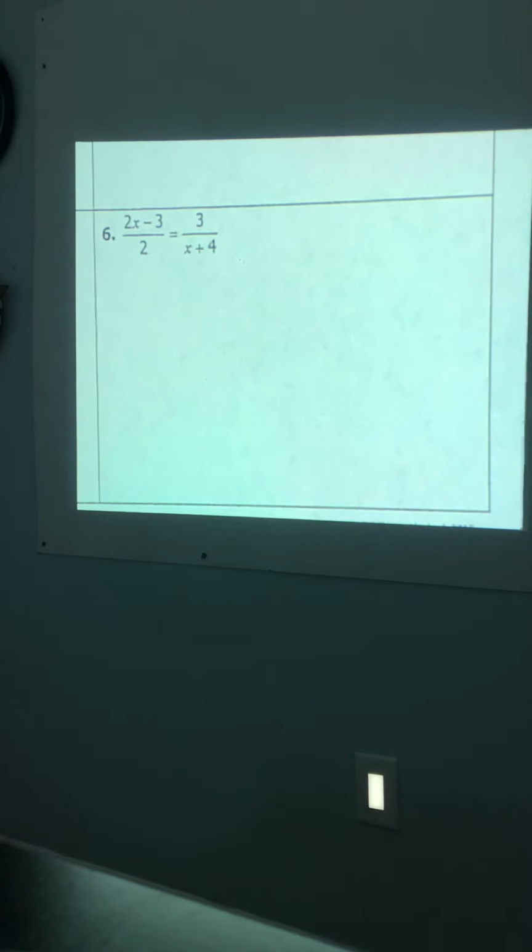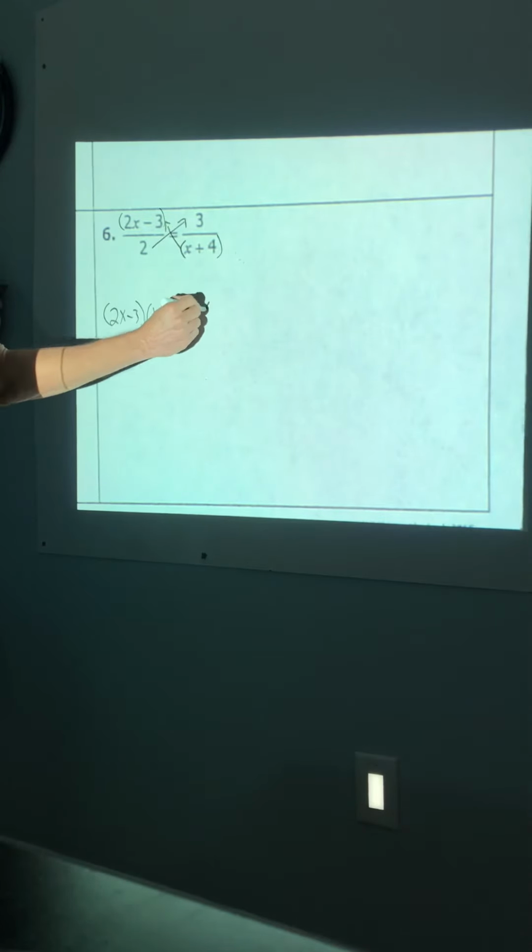Okay, yeah, again, it's a proportion. So you're going to cross multiply. Remember, this is a binomial, so you can wrap it in parentheses. So that first arrow is 2x minus 3 times x plus 4. This by times this by. And the other arrow is 2 times 3 is 6. So you're just cross multiplying.